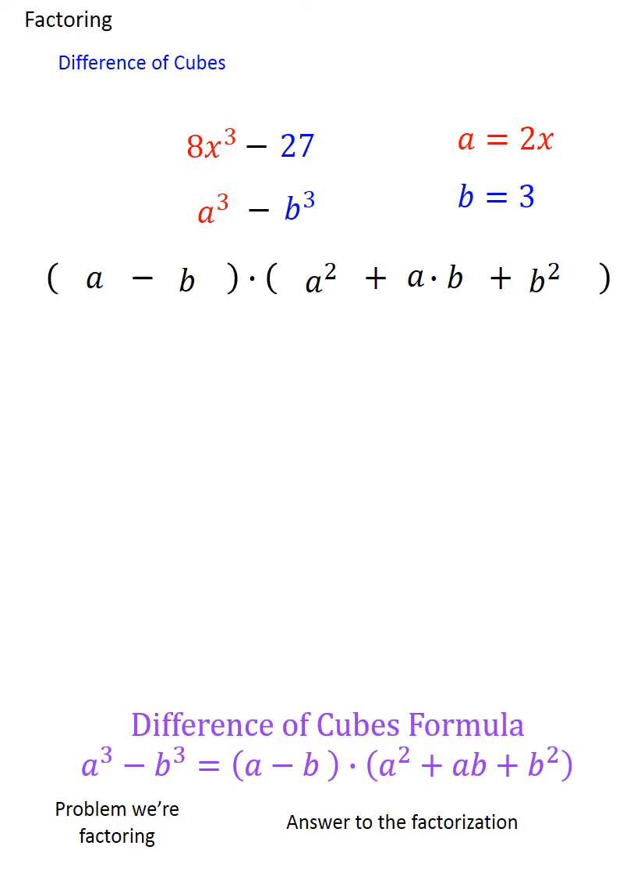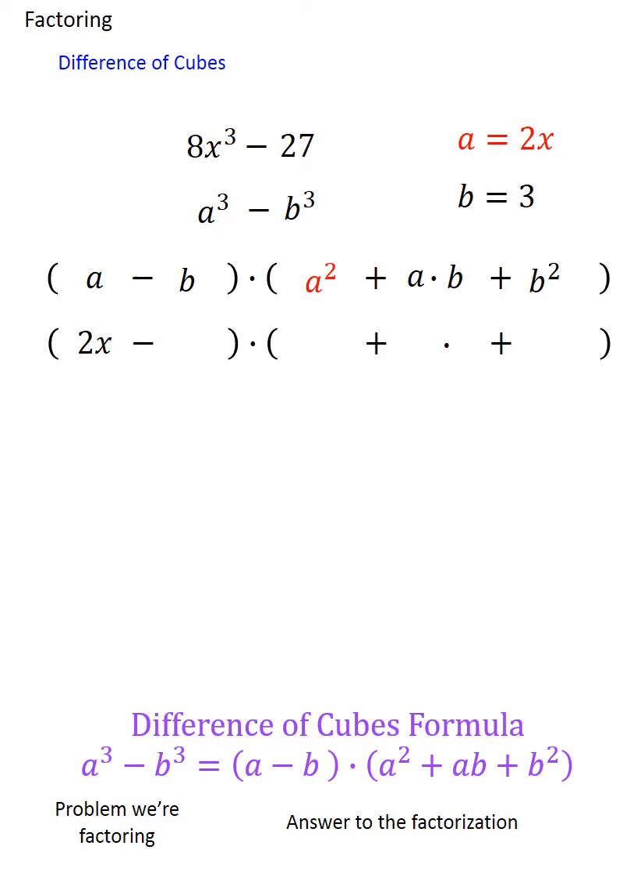And now my plan: everywhere I see an a in the formula, I'm going to put a 2x. And everywhere I see a b, I'm going to put a 3. Watch as I do this. Here's the general structure of the formula. Everywhere I see an a, I'm going to put a 2x. Here's an a, I'm going to put a 2x there. Here is an a squared.